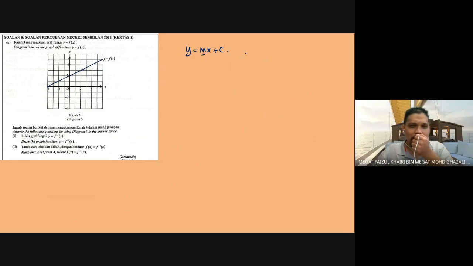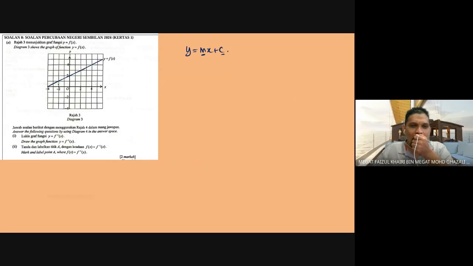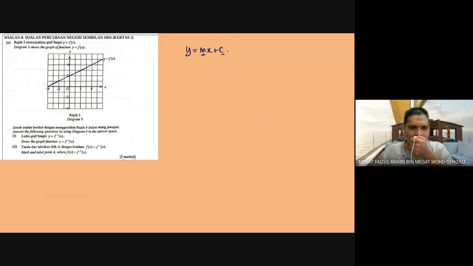Diagram 3 shows the function y equal to f(x). What type of function do we have now? This is a straight line, right? Straight line, y equal to mx plus c. m stands for gradient and c stands for y-intercept. Now, let's draw the graph of the function y equal to f inverse.